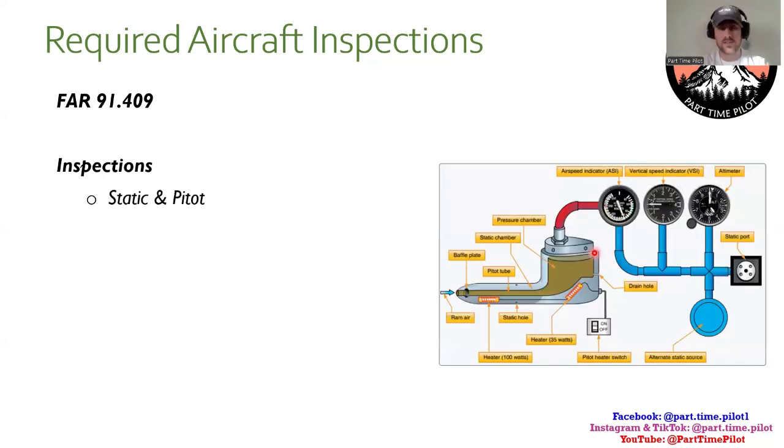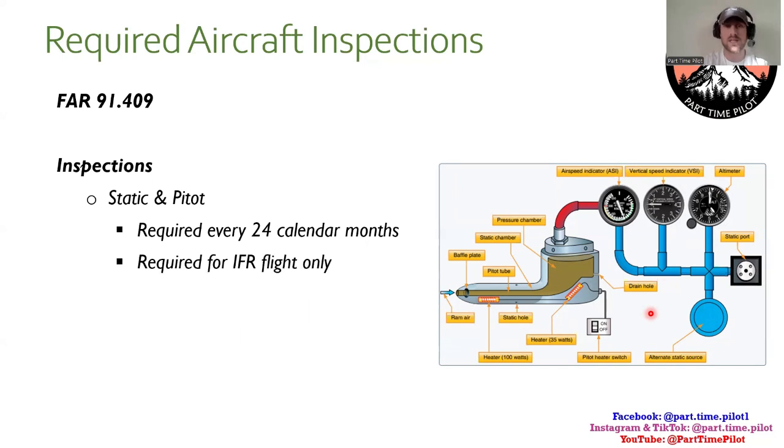All right, finally, the S in AVIATES is the last one. It stands for static and pitot system. This is kind of a diagram of the static and pitot system. Again, we go into detail in videos and lessons on the static and pitot system and the aircraft instruments that are a part of that in different lessons and videos. But just for the sake of inspections, this is required to be inspected every 24 calendar months. And it's only for IFR flight, which again is a bit surprising. I personally, even if I wasn't flying IFR, would want my static and pitot system to be inspected every 24 calendar months, if not more.